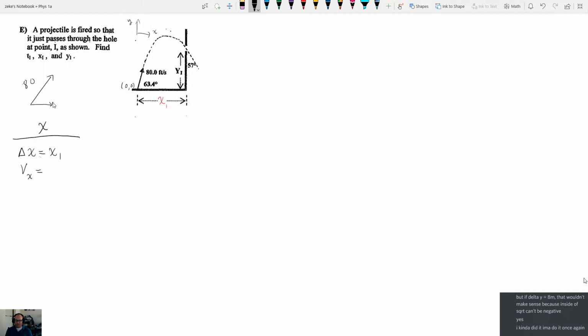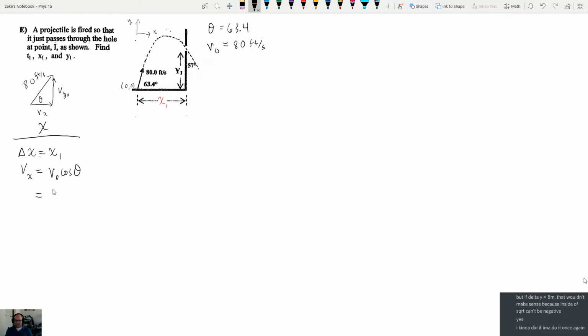That means we can break up our components like this. This is going to be vy initial on this side. This is going to be vx over here. If we call this angle theta, and we say theta is equal to 63.4, oh, this is feet per second, and we say v initial is equal to 80, then we can say that vx is going to be equal to v initial times the cosine of theta.